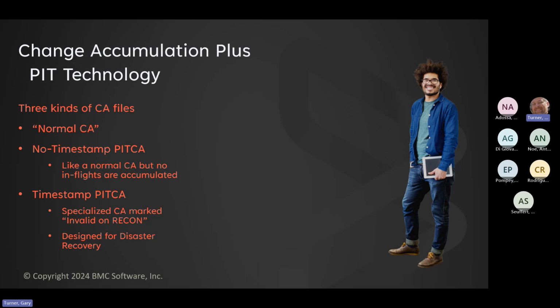Or the timestamp PIT CA. This is one special to us. We actually mark it invalid in the RECON so that nothing else can use it. Only Recovery Plus can validate this PIT change accumulation. The good thing about this one is you need the image copy and this PIT change accumulation, and that's it. You don't need any log data to ship off, nothing. So this might be something you want to use depending on the size of your system. If you're going to take a lot of change accumulations frequently, to minimize the assets you have to get over to the immutable side, we can certainly explore this one with you.